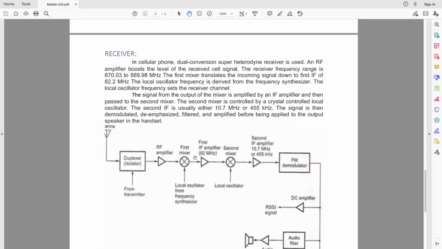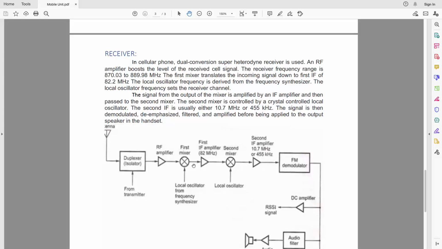So what is the output? We already have seen that the mixer has four different outputs: either F1, or F2, or F1 plus F2, or F1 minus F2. So in the case of a receiver, the incoming frequency and the local oscillator frequency are subtracted. The local oscillator frequency is always greater than the incoming frequency. That's why at the output we are getting the difference of these two, that is, local oscillator frequency minus incoming frequency. This is known as the intermediate frequency.